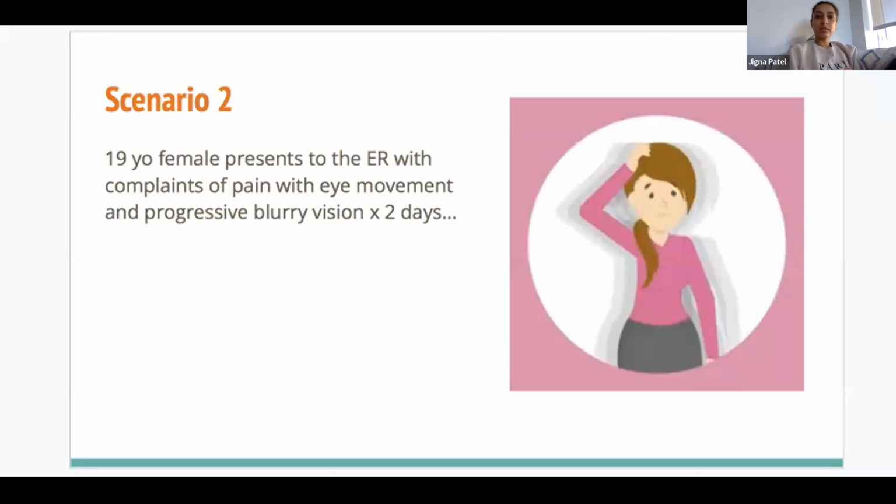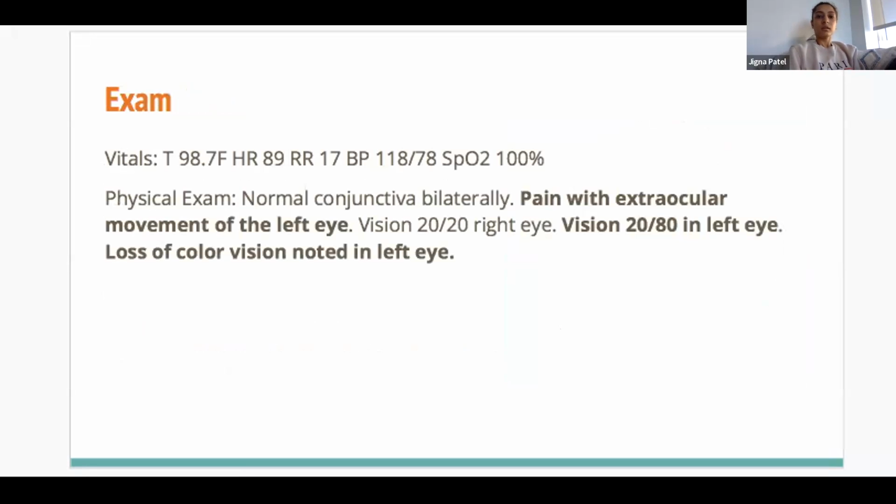Our next scenario, we have a 19-year-old female in the ER with complaints of pain with eye movement and progressive blurry vision for the past 2 days. Her vitals are generally normal. She's afebrile, heart rate, respiratory rate, blood pressure, and oxygen saturation are within normal limits. On exam, what you find pertinent is pain with any extraocular movement of the left eye. Her vision is 20 out of 20 in her right eye. It's 20 out of 80 in her left eye. And she's also complaining of some loss of color vision in the left eye.